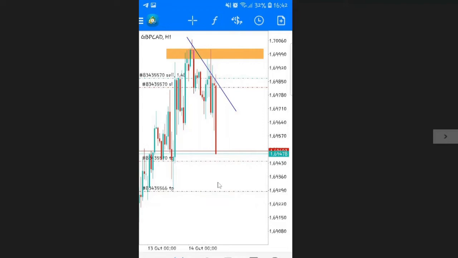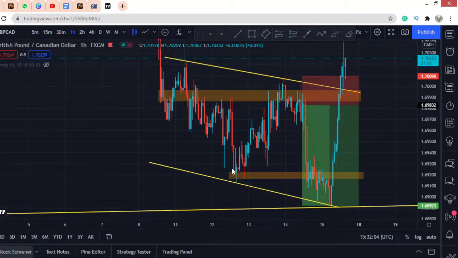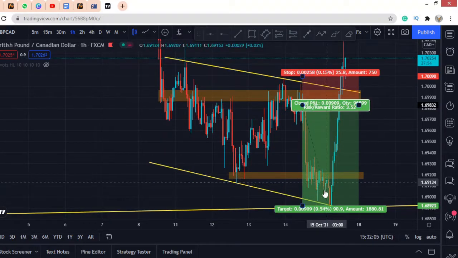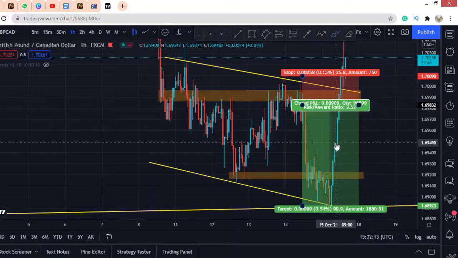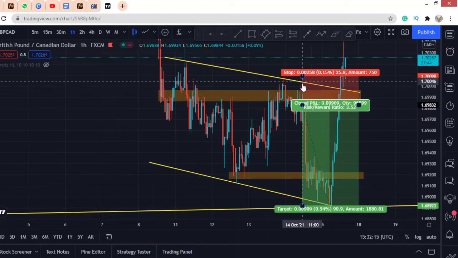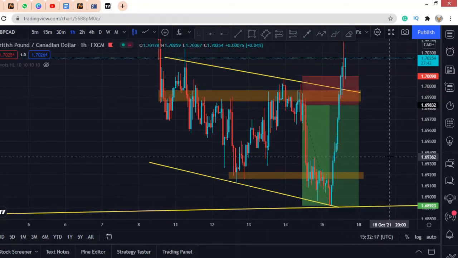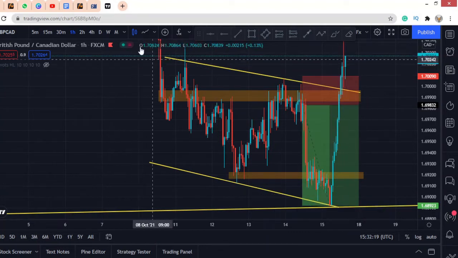It was here that it was beginning to drag that I closed it. But as you can see, as it was consolidating, it still continued, and went all the way to hit 3 times our risk. Okay, and then what happened when it reached here?